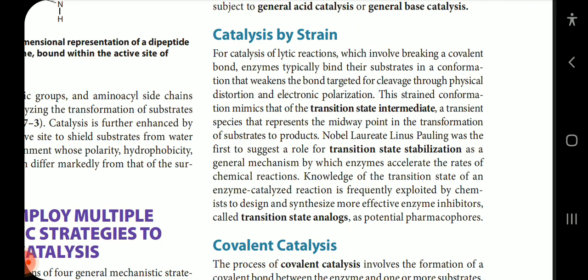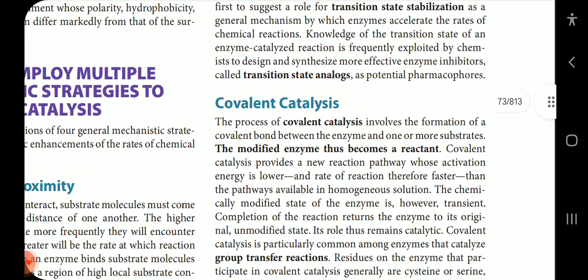Knowledge of the transition state of an enzyme-related reaction is frequently exploited by chemists to design and synthesize more effective enzyme inhibitors, called transition state analogues, as potential pharmacophores.